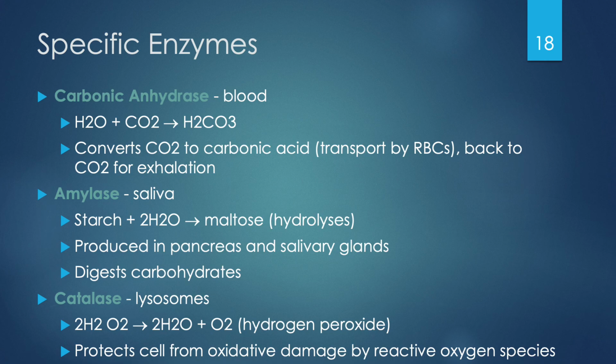And then the last one listed here is catalase, which is an important part of lysosomes. What it does is it protects the cell from oxidative damage by reactive oxygen species. So remember, those lysosomes are a site of hydrogen peroxide, and also peroxisomes as well. And so that can be very damaging to the surrounding structures within the cell and all of the organelles. So this catalase in the lysosomes is a very important component of protecting the cell.